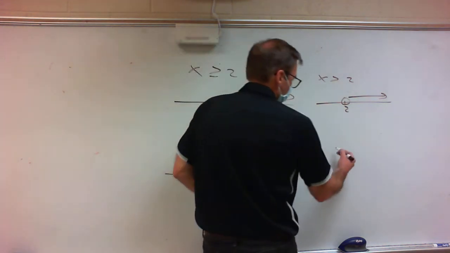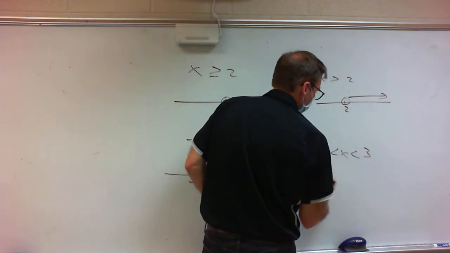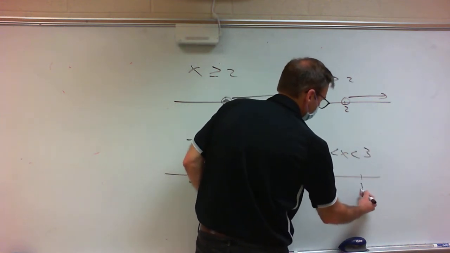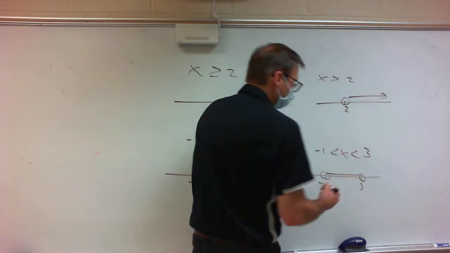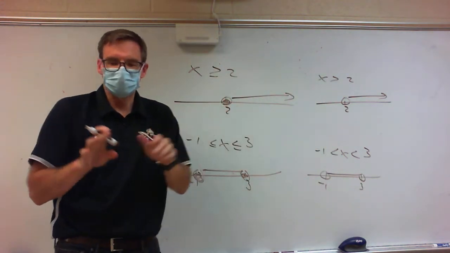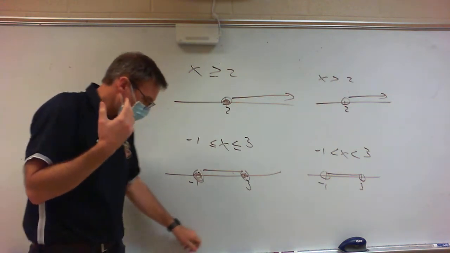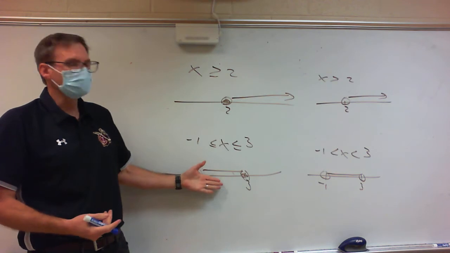And on this one, with -1 and 3, this is -1, this is 3. These give you open circles, and we're here. Everybody, this is review, right? A whole lot of review. Okay, now what interval notation does is describe this picture.